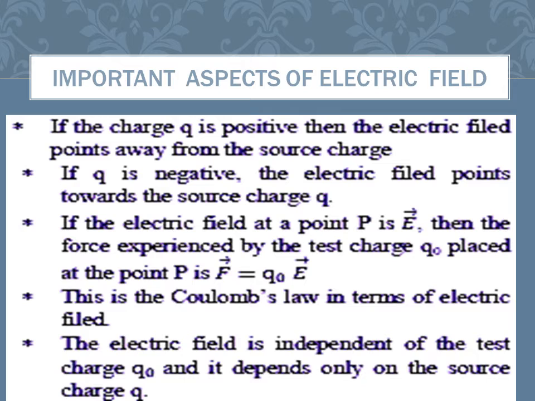Next, we will see the important aspects of the electric field. You know that there are two types of charges, positive and negative. How is the electric field going to act when you have these two types of charges, and what are the important aspects of the electric field? Suppose you have a charge which is positive, then the electric field points away from the source. So if the source charge is positive, then the electric field lines will move away from the source charge. If it is negative, then the electric field will point towards the source.